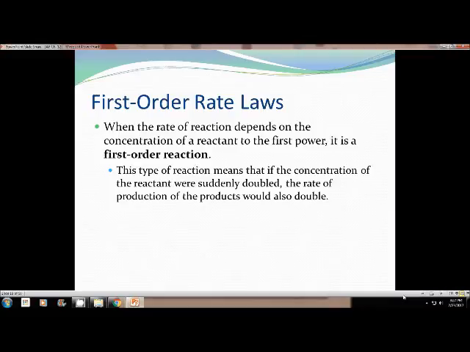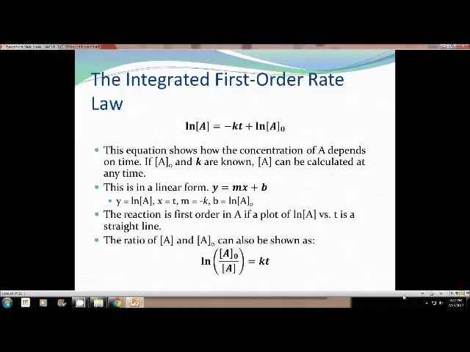So for first order, we know that this happens when the power is 1. And this type of reaction says that if the concentration of the reactant suddenly doubles, then the rate of the production will also double based on that rule. Okay, so this is our integrated first order rate law equation.